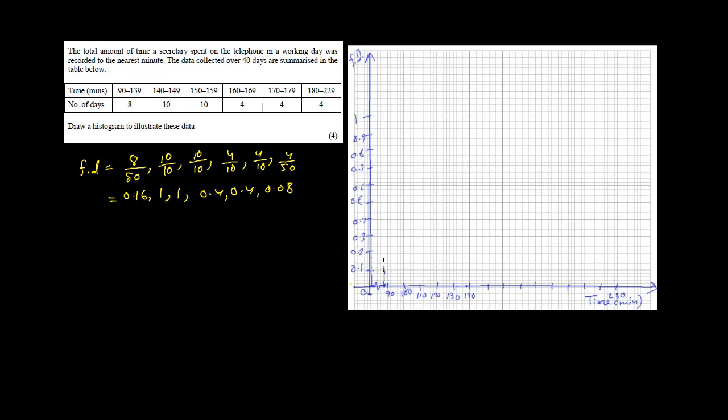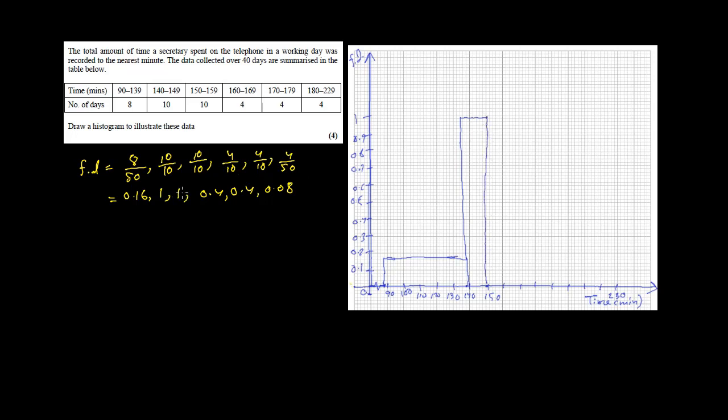Remember, the one that I'm drawing is not going to be that accurate, but it is going to give you an idea of what it's going to be like. So this is roughly 0.16. The next one is 140 to 149, meaning 139.5 to 149.5. So this is 139.5 and this is 150. So 149.5 is somewhere around here, and the height of the bar is 1. So we go up all the way to 1.